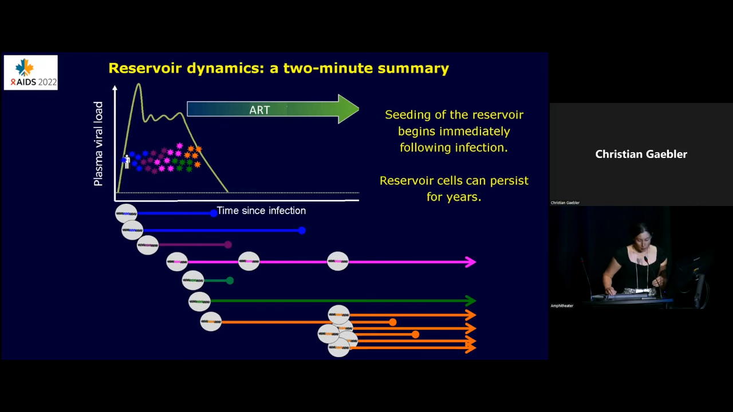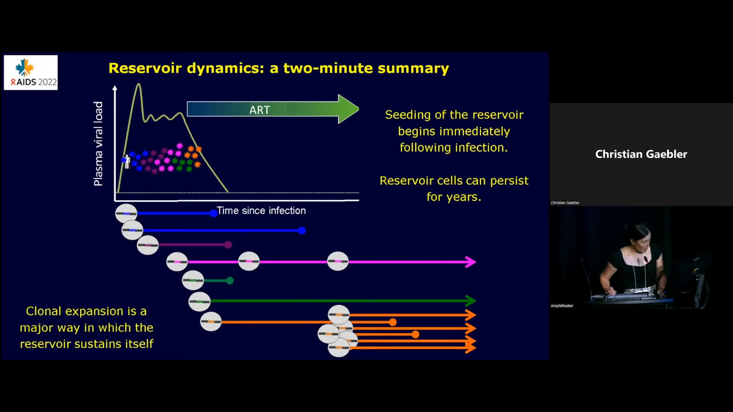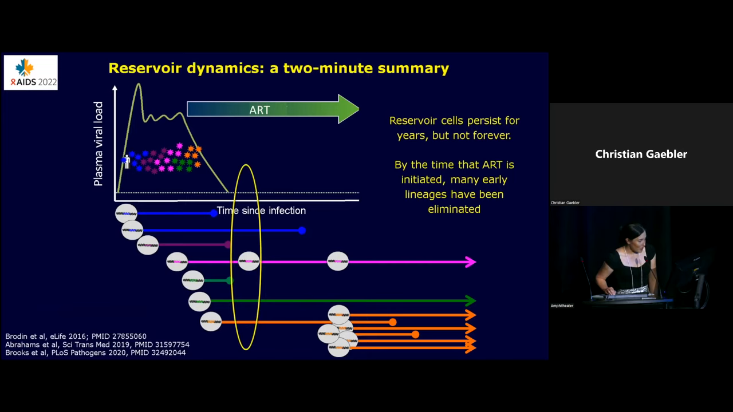But underneath this process, members of this replicating virus population will integrate into host cells and persist for some amount of time. What I want to illustrate with this slide is two concepts that we've come to appreciate recently. First is that clonal expansion of these cells is a major way in which the reservoir sustains itself. The other thing that I wanted to emphasize is that these reservoir cells persist for quite a long time, but not forever. Over time, some of them are eliminated.